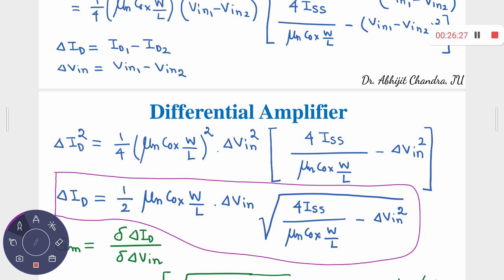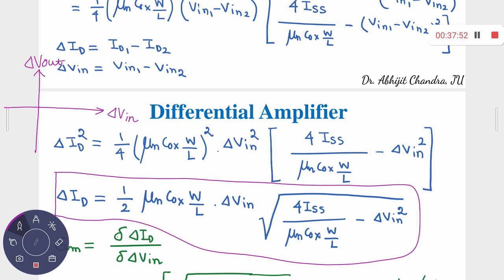That means, so what is your delta V? V1 minus V2. Half mu n C ox W over L multiplied with delta V, multiplied with the square root of 4 ISS upon mu n C ox W over L minus delta V in square. So we have this expression: delta ID is equal to some constant multiplied with delta V multiplied with the square root of 4 ISS upon some constant minus delta V in square.